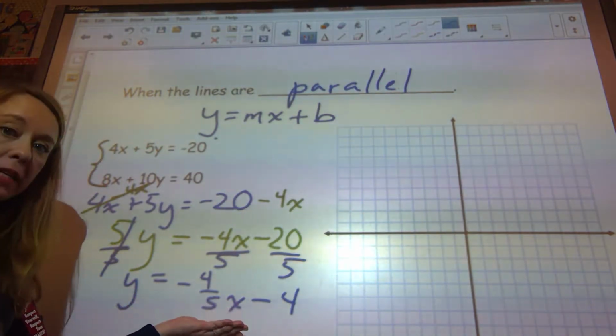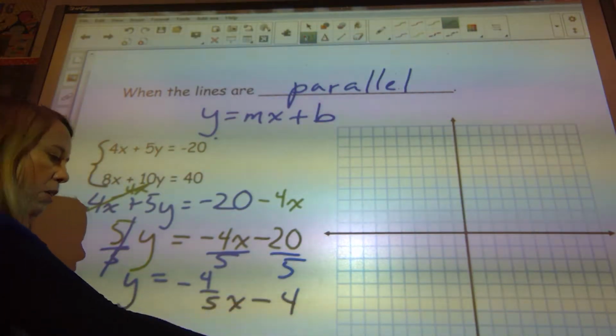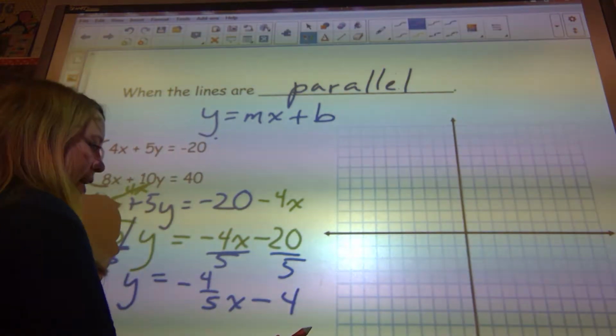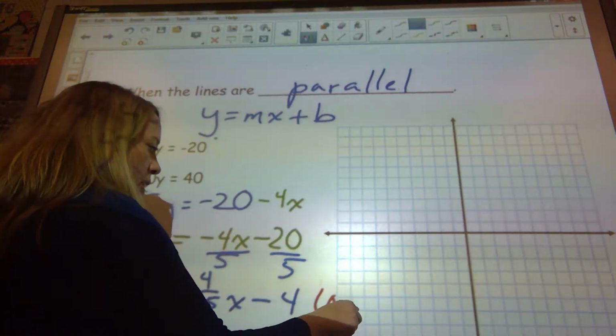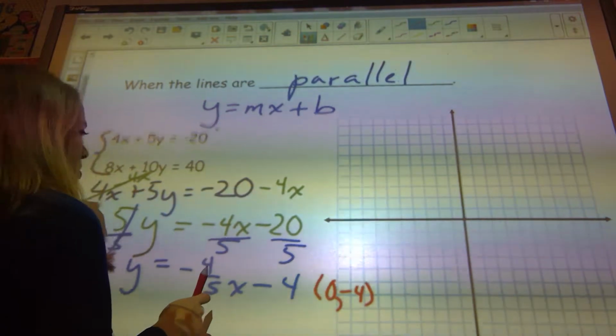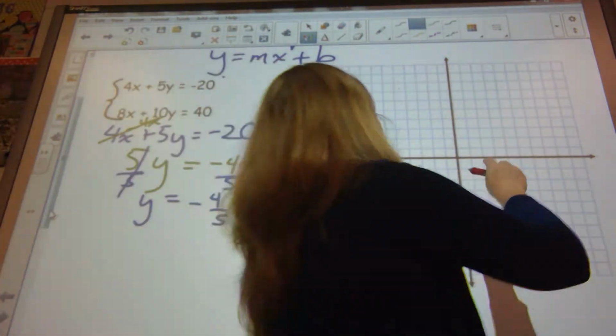So now this is pretty easy for me to graph. My y-intercept is going to be at 0, negative 4. So that's the first point for me to graph.